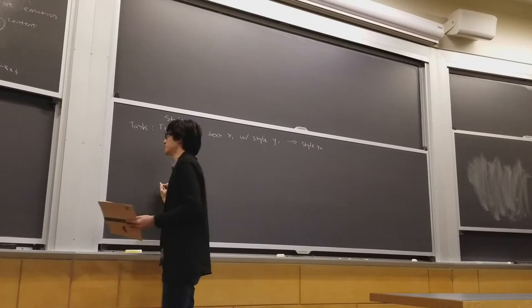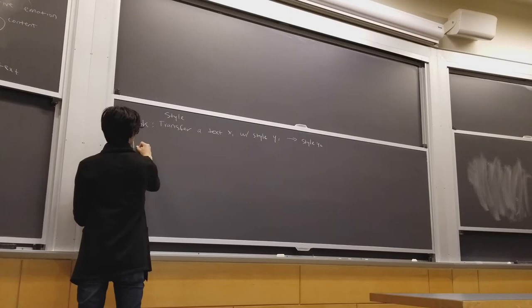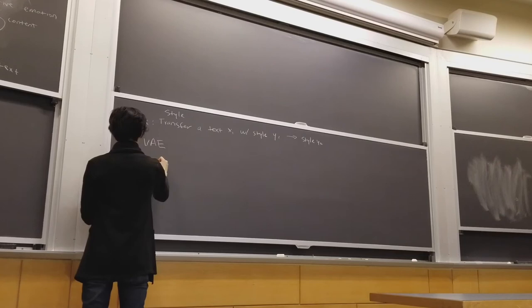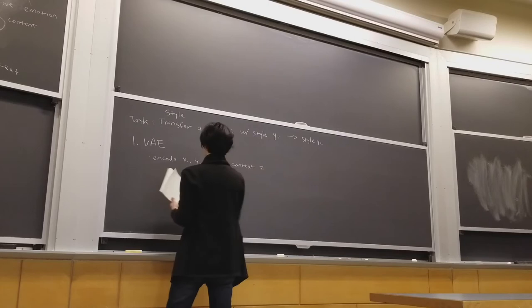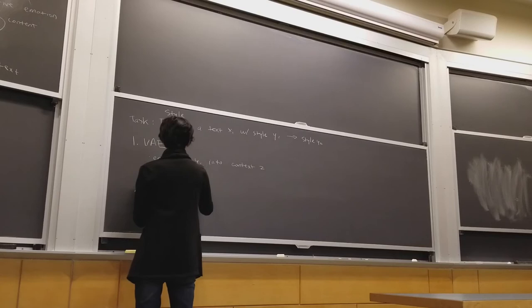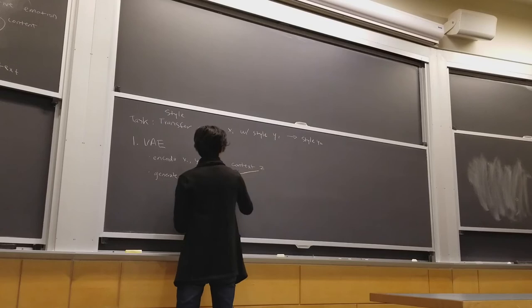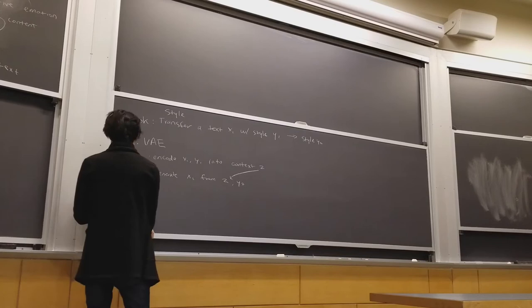So there's three approaches that this paper proposes. The first one is just a variational autoencoder, so I'll walk through it. The proposal here is first we're going to encode x1, y1 into a latent content z, which we're going to infer. And then second, we're going to generate x2 using this z that we inferred and y2, so this z comes over here. So this is a pretty natural approach. So how exactly might this be achieved? Well, in a variational autoencoder, you have a model that looks something like this.